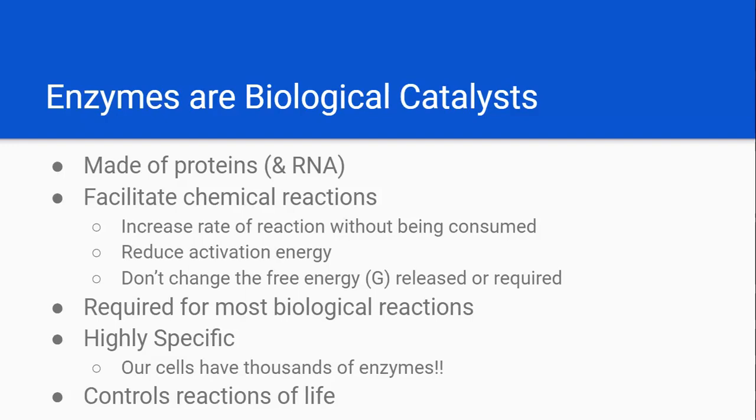Most reactions in the body aren't fast enough to actually keep you alive, so enzymes are needed for almost all biological reactions. They're super specific. So think about the different types of models that we learned, kind of the induced fit model, where there are different enzymes that will catalyze very specific reactions, which is why enzymes are usually named after the specific reaction that they do. So there's catalase. Now I can't think of any off the top of my head, but you get my point. I'll probably remember more as we go on. And they control the reactions of life.